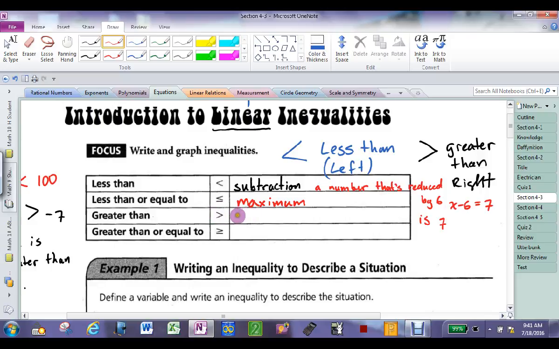So greater than, obviously we are looking at increases. And then greater than or equal to must be, if less than is a maximum, what's greater than? Minimum. A minimum.